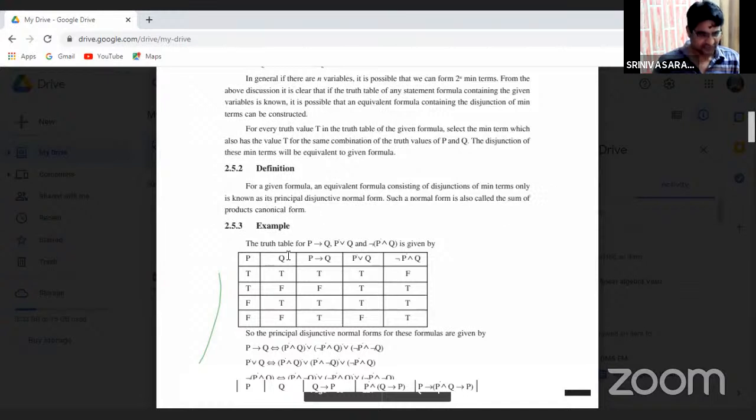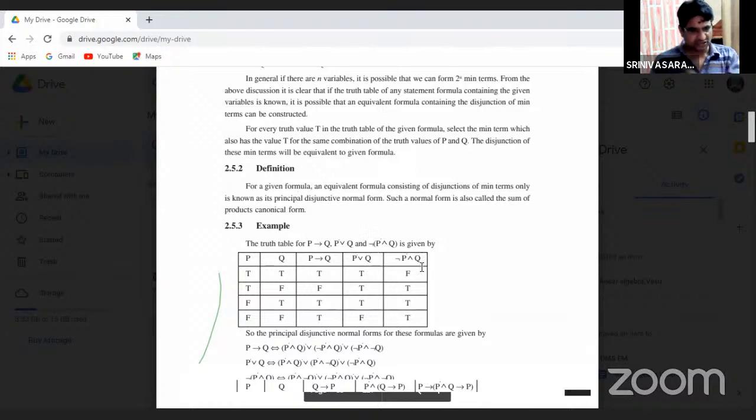That's it. Now, the truth table is also given. P, Q, P implies Q, and negation of P and Q. These three expressions must be involved in the given table here. Just observe clearly here.